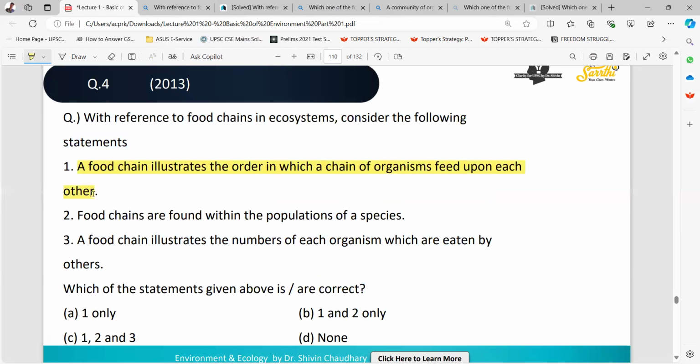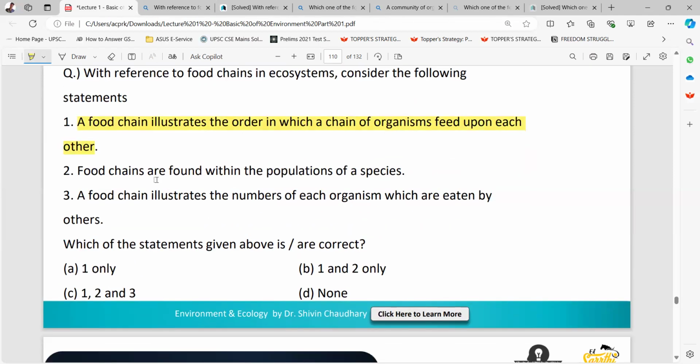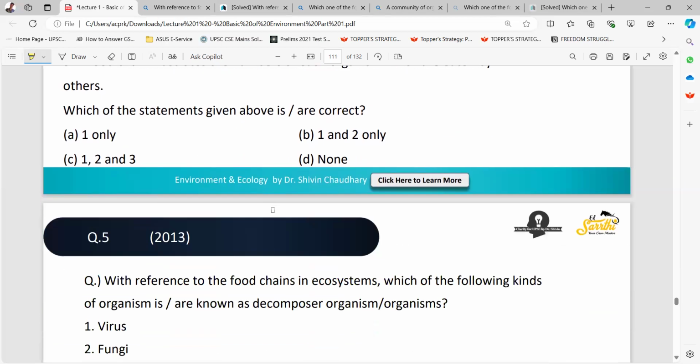A food chain illustrates the order in which a chain of organisms feed upon each other. Food chains are found within the population of a species is an incorrect statement. A food chain illustrates the numbers of each organism which are eaten by others. It is also an incorrect statement.